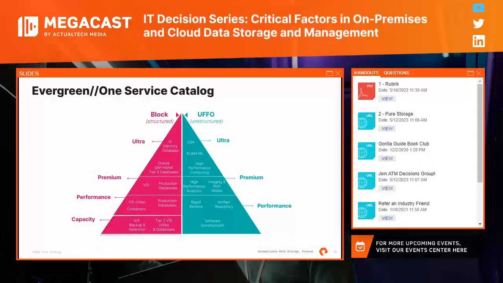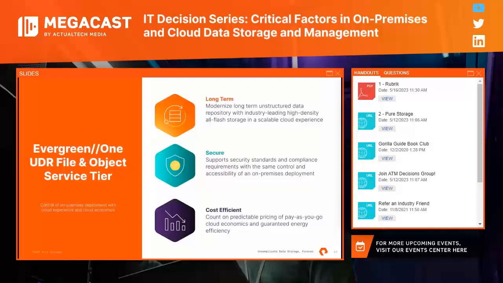Do you need sub-millisecond latency with high throughput, or are you just looking for a replication target for your snapshots? It all starts with your use case, and your account team and trusted partner will work with you to find the right tier. We also introduced a new tier for UFFO storage called Unstructured Data Repository. This is a capacity-oriented scale-out file and object storage service for long-term data retention, such as regulatory archives or backups. Evergreen One UDR is a cost-effective alternative to legacy spinning disk with greater reliability.